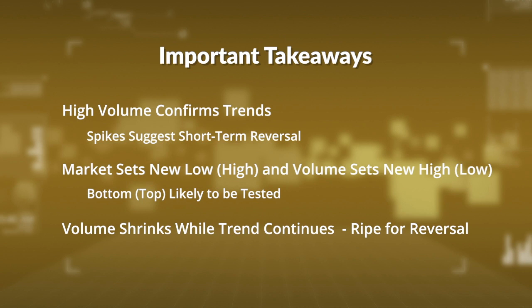So let's say the market sets a new low and then volume sets a new high. That's telling you that the bottom is likely to be tested. And this is where we start looking for those divergences, because we want to know if there's a divergence, that's telling us something is going on that we should know about. Volume shrinks while the trend continues. That's when it's ripe for reversal. There's less interest in that price rise, and then ultimately your buyers run out. You get that buying exhaustion, and then you're going to see it fall back.